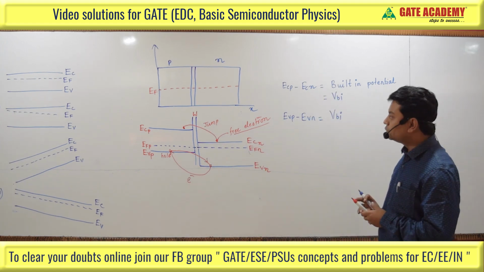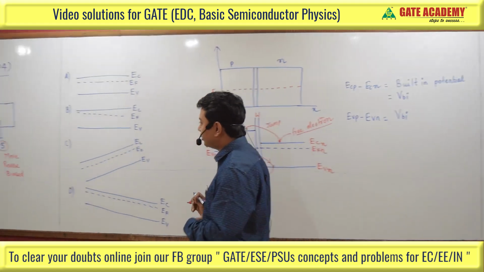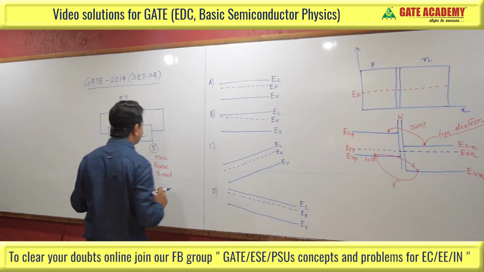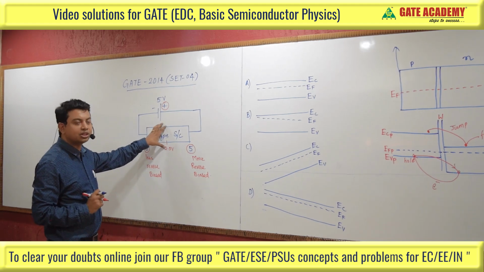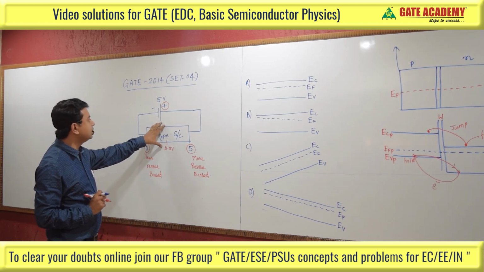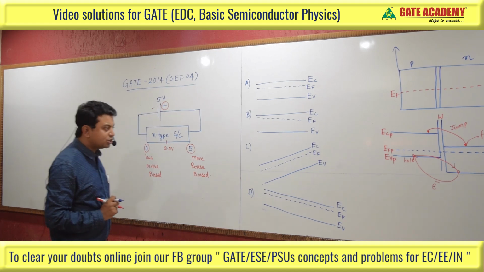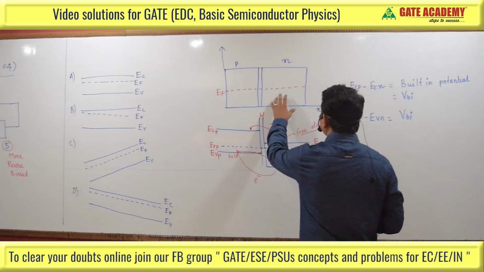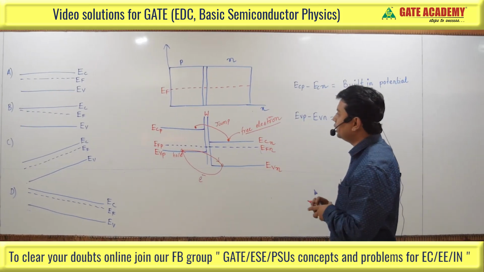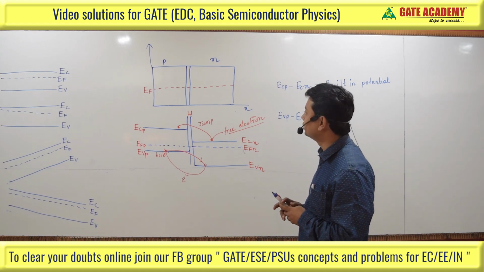So in our question, the circuit is not open circuited, that means the given sample is not open circuited. If it is not open circuited, then we have to apply some external potential. So in this question also we can apply some external potential, and this external potential may be in forward bias mode or maybe in reverse bias mode, both we can consider.